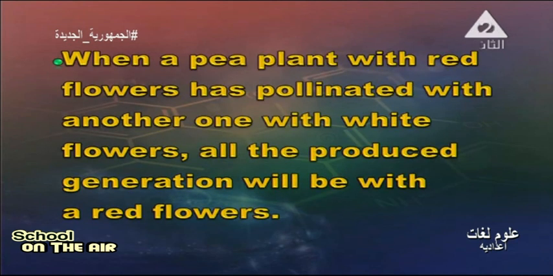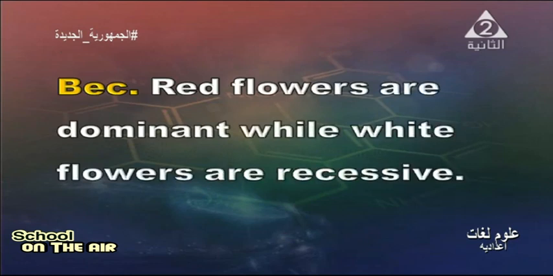When a bean plant with a red flower is pollinated with another one with a white flower, all the produced generation will have red flowers. Give reason: because red flower is dominant while white flower is recessive.